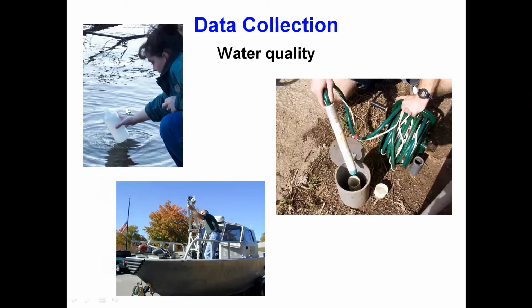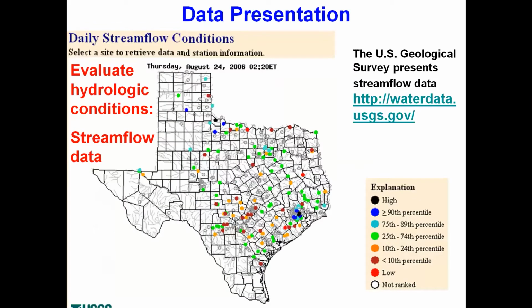Regarding water quality, it's very simple in a stream. We can just take a sample with a bottle, and in reservoirs, boats are used for that. And for groundwater, we have to lower something down into a well to pump water out to get a sample of the groundwater. The data are presented online in real time, and historic data is available. All that data is available. The U.S. Geological Survey is the main source for much of that data, but a lot of it's also available through the Texas Water Development Board, river authorities, and others in Texas. But the data is very accessible.